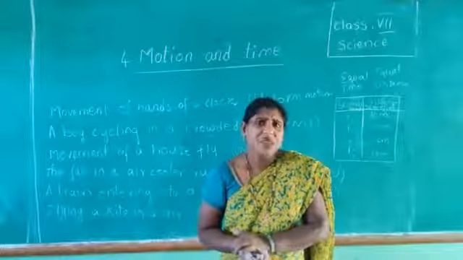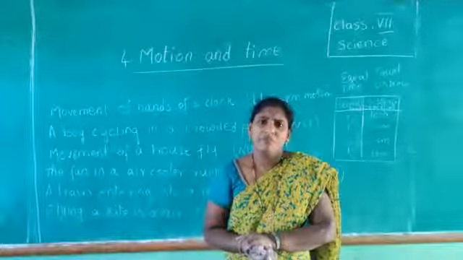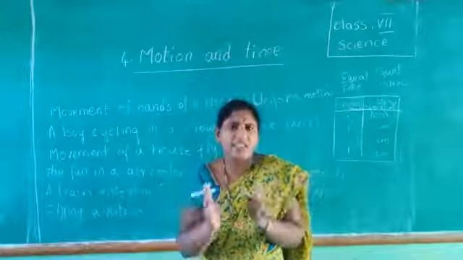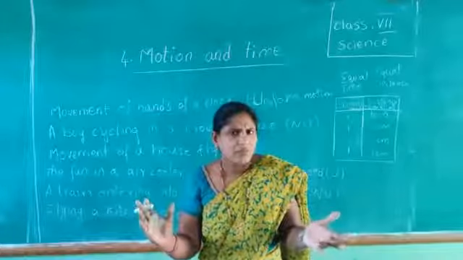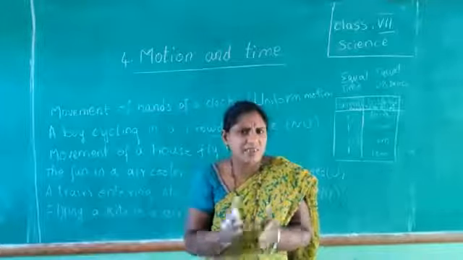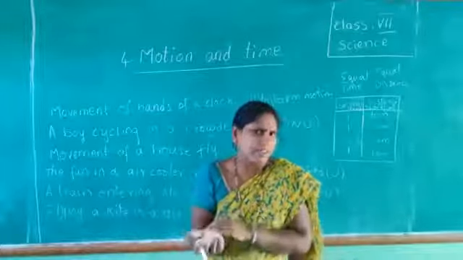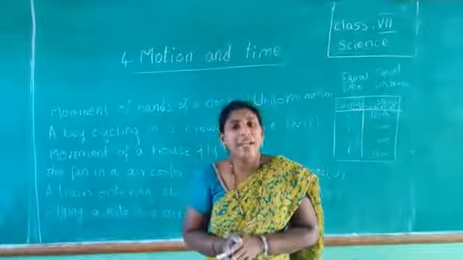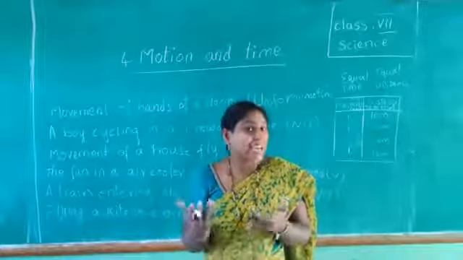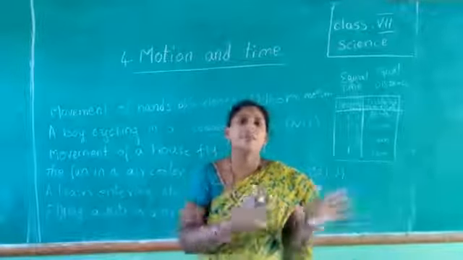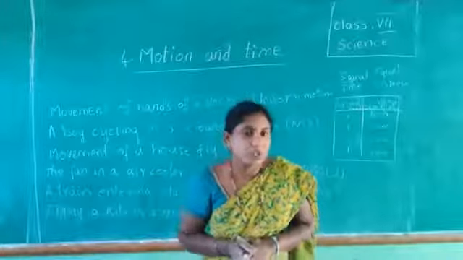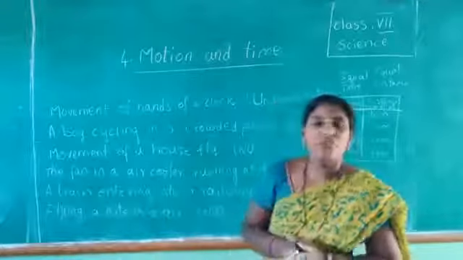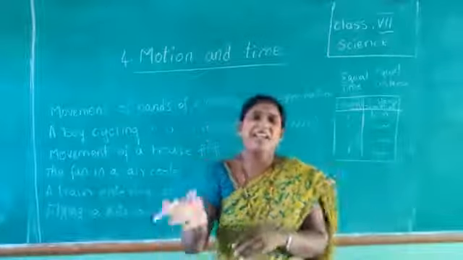What do you mean by random motion? If a body moves in any direction or at any speed, sometimes fast, sometimes very fast, sometimes slow, then again fast and again slow, such type of motion is called random motion. And here the direction is also always changing. So movement of a housefly, how does it move? It moves in a random motion.